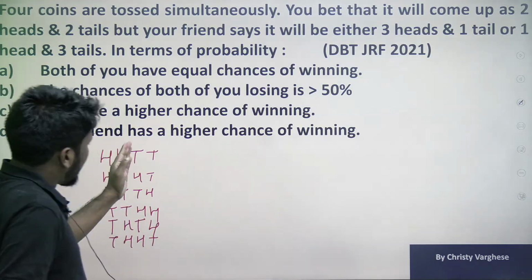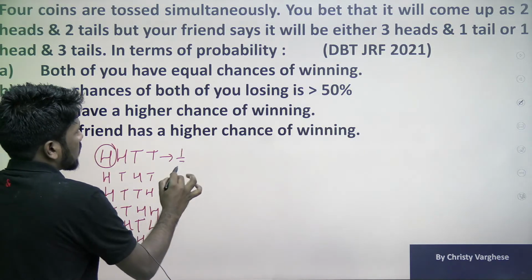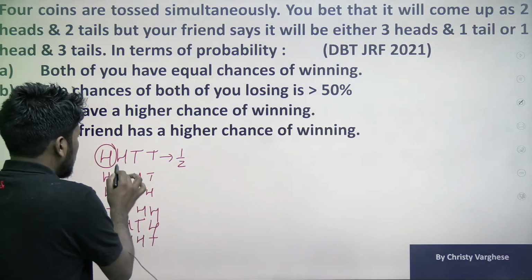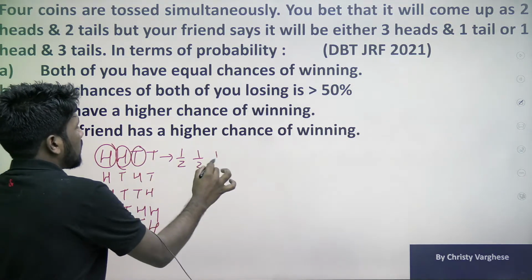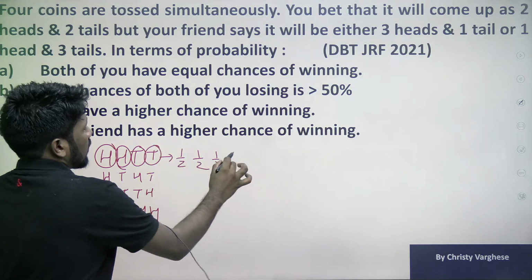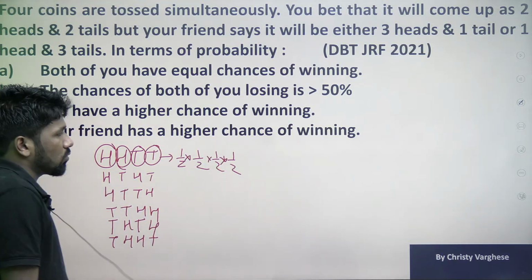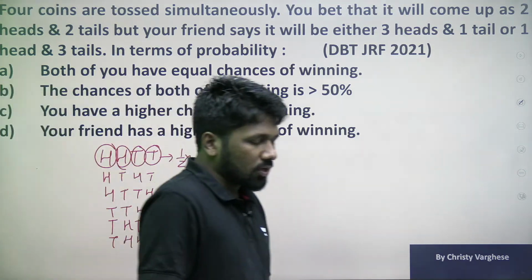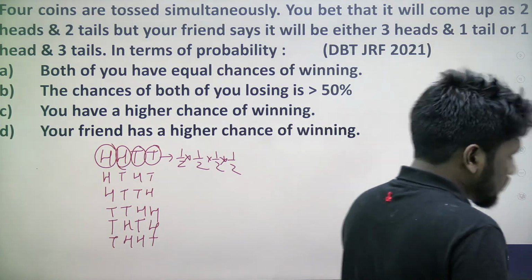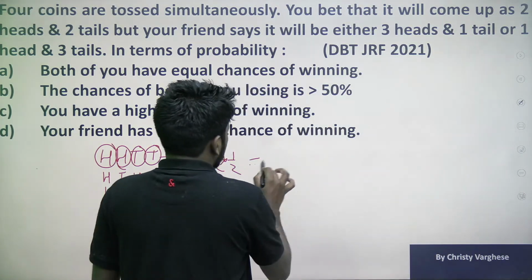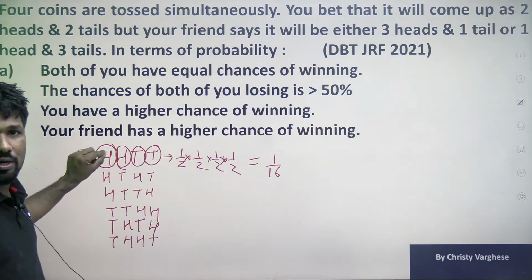For head, head, tail, tail, what is the probability? First head chance is 1 by 2 because head is 1 out of 2 choices. Second head also 1 by 2 because it's an independent toss. Tail also 1 by 2. Tail also 1 by 2. So 1 by 2 into 1 by 2 into 1 by 2 into 1 by 2. Did you all understand why? So that means 1 by 16 will be the probability of this case only.